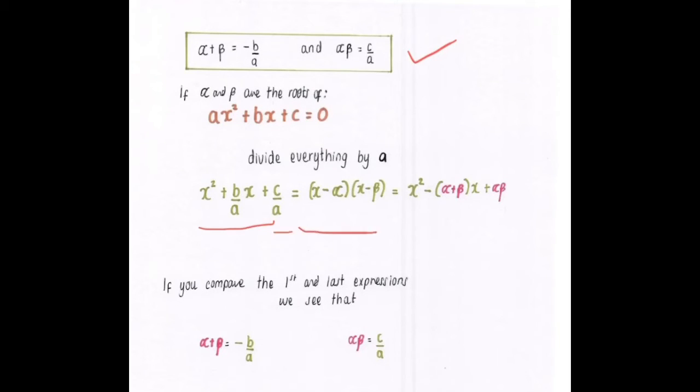Remember that this is true because the two roots are alpha and beta, and this part is simply an expanded form of this. If you compare the first and last expressions, we see that alpha plus beta equals negative b over a, and alpha beta is the same as c over a. From these formulae, we can also find the value of the sum of the squares of the roots of a quadratic without actually solving the whole quadratic, as you'll see in the next part of the question.